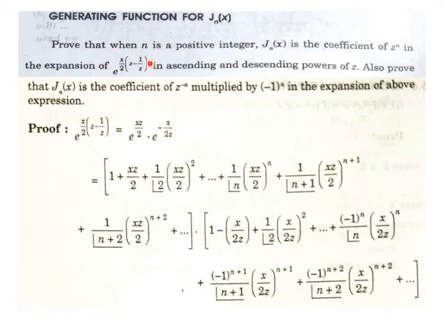exponential function e^((x/2)(z − 1/z)) in ascending as well as descending powers of z. Let us see how it is possible to expand in both ascending and descending powers. Then we also have to prove that Jn(x) will also come as the coefficient of z^(−n) multiplied by (−1)^n in the same expansion. And by completing this derivation, we will also see the actual form of Jn(x).